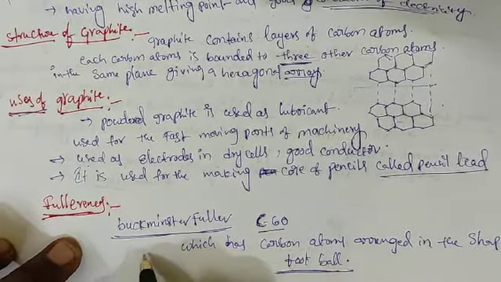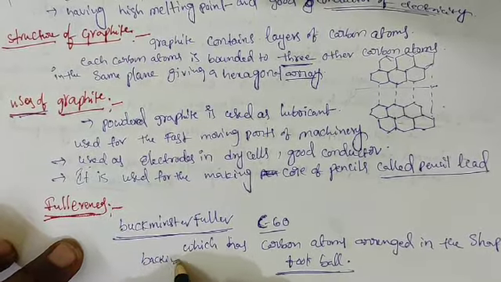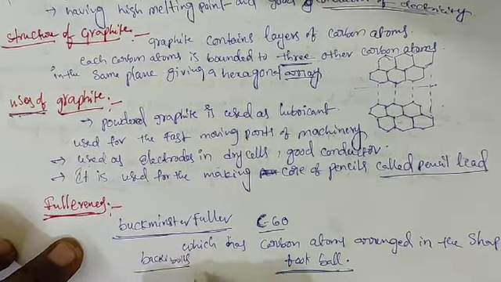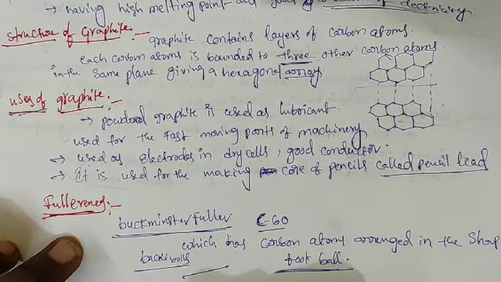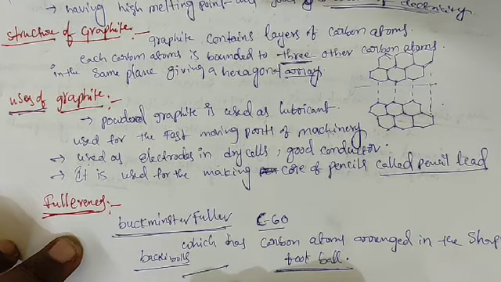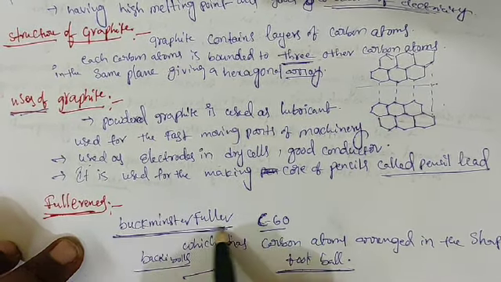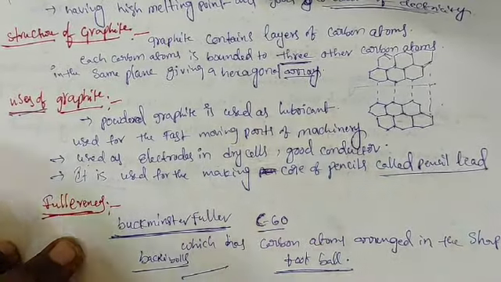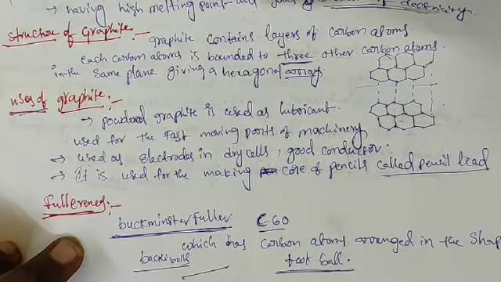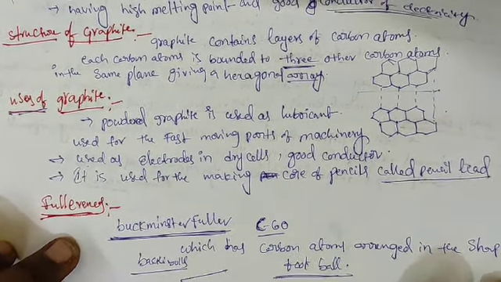This is also known as buckyball, because of the ball shape. So that only we call it buckyballs, football shaped, and carbon 60. It is used for nanotubes also, we call nanotubes. In the medical field also we are using these Buckminster fullerenes.